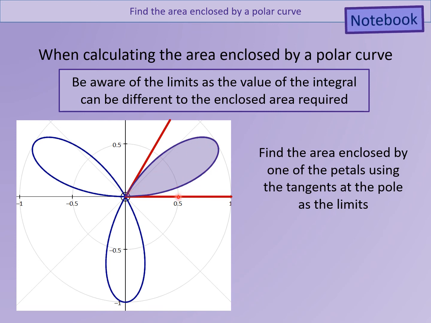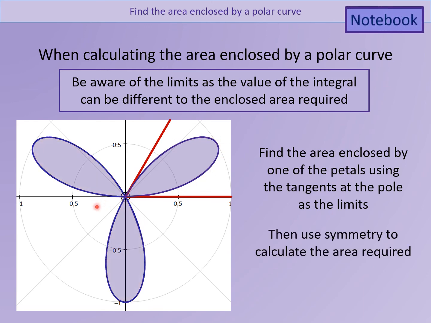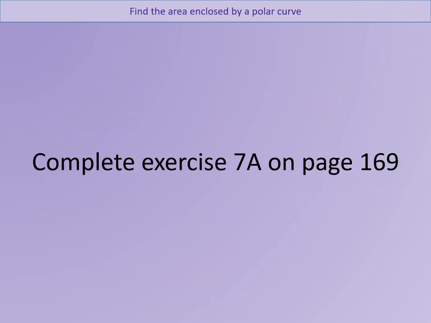Okay, but once you've got your limits, you can use your integration formula, you can work out the area of one of those petals, and then multiply it by whatever you need because of symmetry. Okay, just pause there, make sure you've got done what you need. Okay, so exercise 7a on page 169 just gives you an opportunity to practice some of those skills, being aware of your limits, but also making sure you can use that formula correctly. Okay, so make sure you have a good go at those.